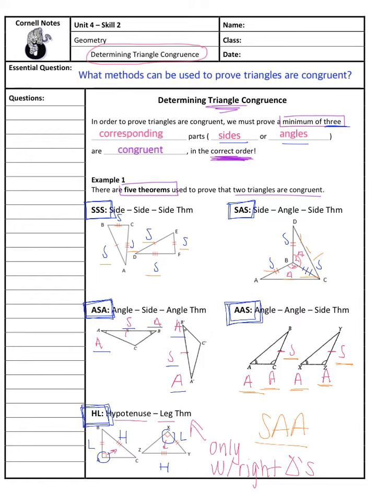So, looking back here, your 5 theorems: side, side, side; side, angle, side; angle, side, angle; angle, angle, side; and HL. Those are your 5 theorems that you can use to prove triangles are congruent. And we're going to take a look at some examples on the next page to help you identify which theorem you should use when.